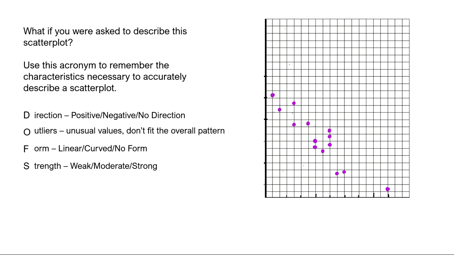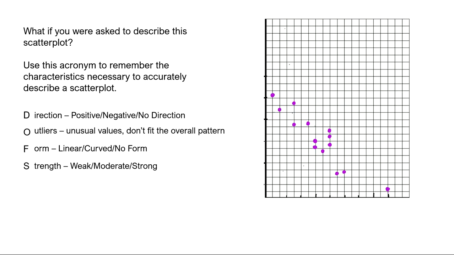So the first thing to look at is D, the direction. Is it positive, is it negative, or is there no direction at all? Then you're going to look for outliers. Are there values that just don't seem to fit the pattern of what we're looking at? We're going to look at form, the F. Is it linear? Is it curved? Is there no form at all? Is it just a scattering of dots all over the graph?